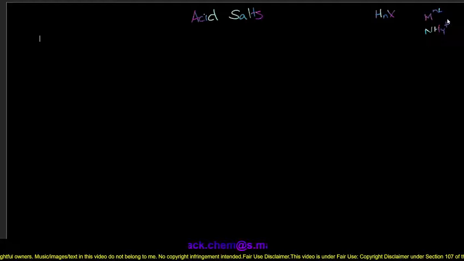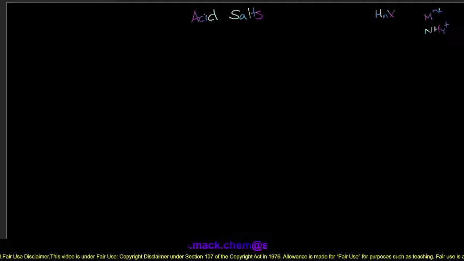As such, we can reclassify a salt based on the amount of hydrogen ions which are replaced in the acid. If all of the hydrogen ions are replaced, a normal salt will form. If only some of the hydrogen ions are replaced, an acid salt is formed.